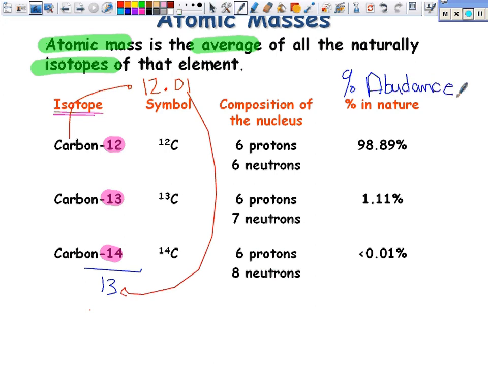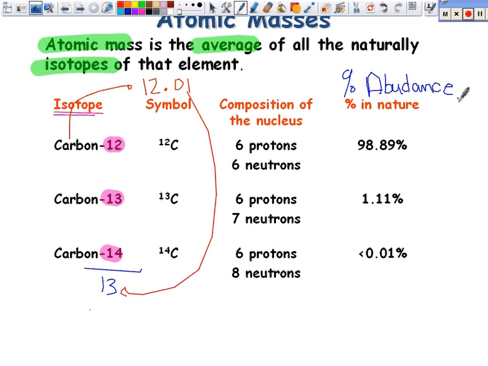Is it fair to give carbon 14 just as much credit for the mass as carbon 12, even though carbon 12 is 98.89% of the atoms out there? So what I would be saying is, here's a bag of 100 carbon atoms. The average mass of the atom in that bag is 13. However, 98 of those things are carbon 12. Is that fair? No, not at all fair.